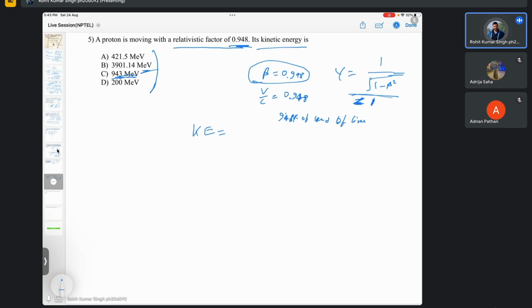You know that kinetic energy is the total energy minus the rest mass energy for the relativistic case. Total energy is gamma m naught c square, where m naught c square is the rest mass energy. So kinetic energy is (gamma minus 1) m naught c square. You can calculate it, right? So 938.27 times whatever you get for gamma minus 1, so it will come around this.